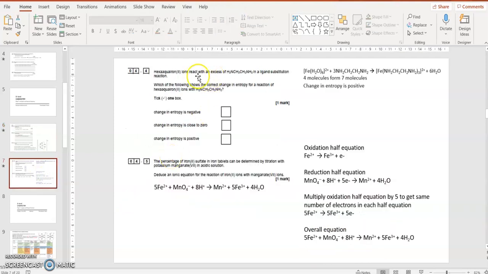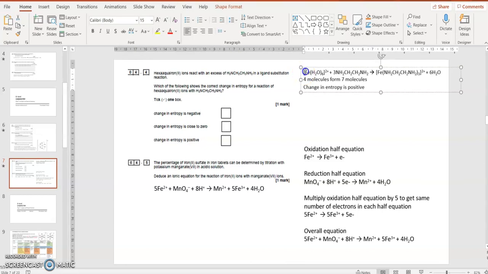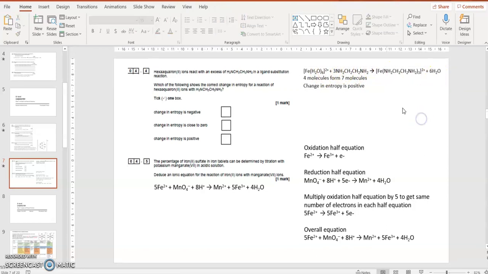Let's look at the next one. Hexa-aqua ion 2 reacts with an excess of this 1,2-diaminoethane in a ligand substitution reaction. We've just seen that. What happens to the entropy change? Well, all you've got to do is count the number of molecules on the left and right. 1 and 3, 4 molecules on the left, 1 and 6 on the right. So there's 4 molecules on the left and 7 on the right. Fewer molecules making more molecules means more disorder.